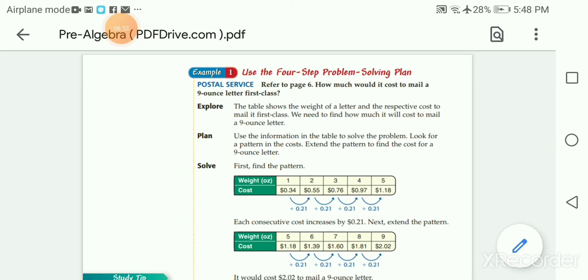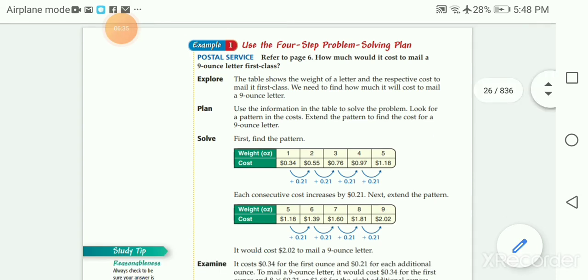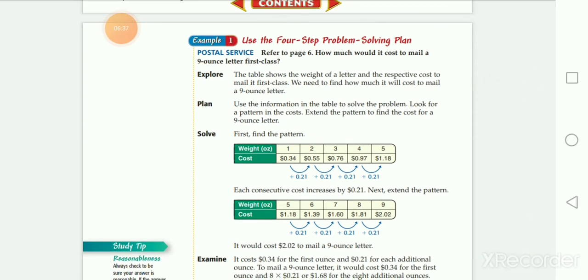Plan. Make your own plan. Use the information in the table to solve the problem. Look for a pattern in the costs. Extend the pattern to find the cost for a 9-ounce letter. So solve: first, find the pattern.